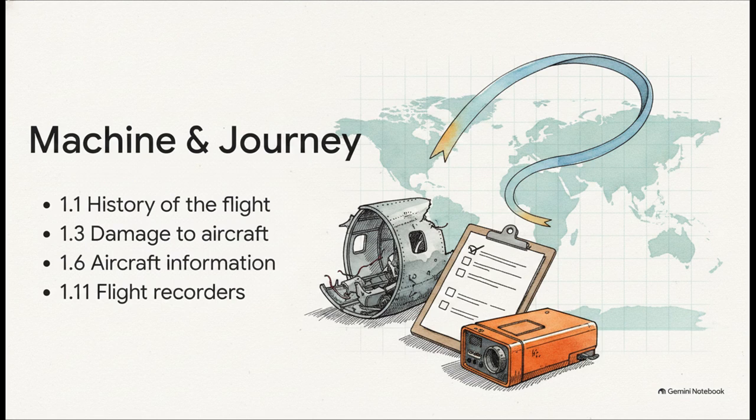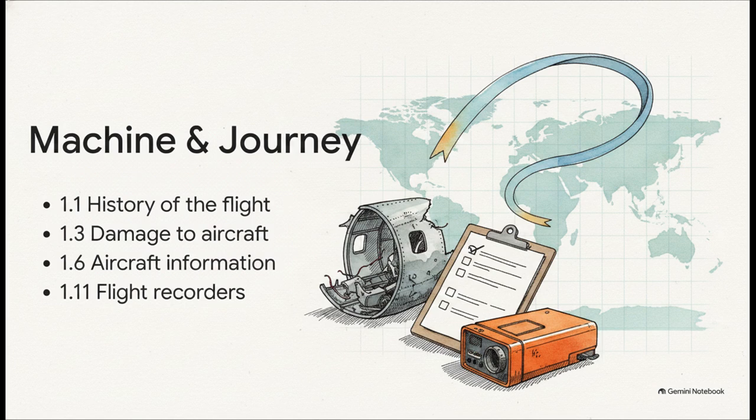This first section is literally the investigator's raw evidence file. It's the entire foundation of the investigation. Now, to keep this from just being a chaotic brain dump, the factual information section is meticulously chunked into 19 very specific subheadings. We can group these logically, starting with the machine and the journey itself.